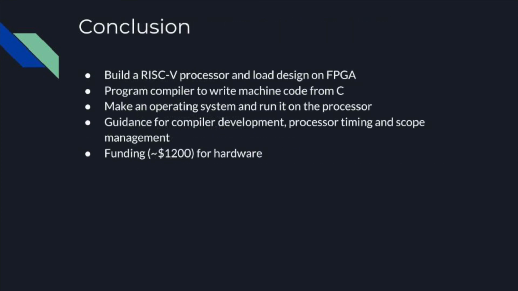To recap, our primary goals are to build a RISC-V processor and load the design on an FPGA board, program a compiler to write machine code from C, make an operating system, and run our operating system on the processor that we make. From Harris, we would like to request guidance in the topics of compiler development, processor timing, and project scope management. Additionally, we would like to request about $1,200 for our hardware needs.